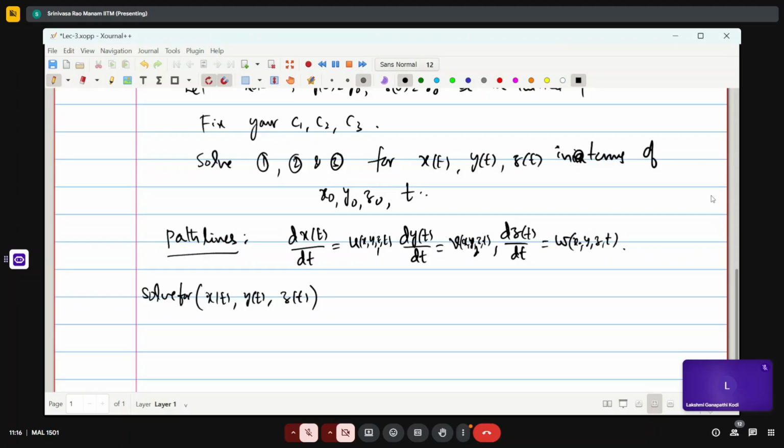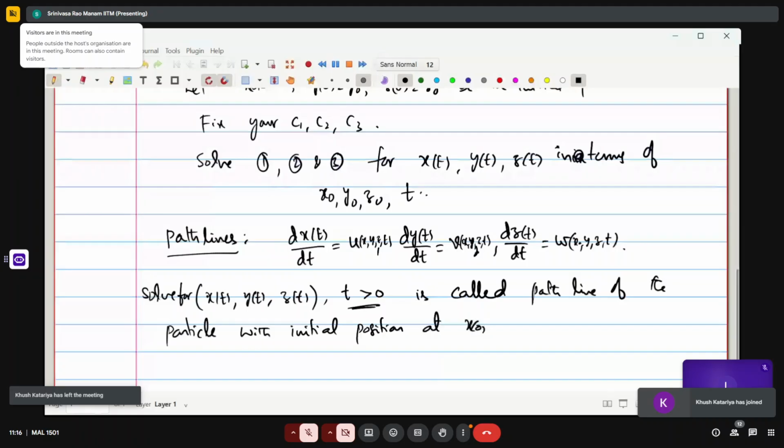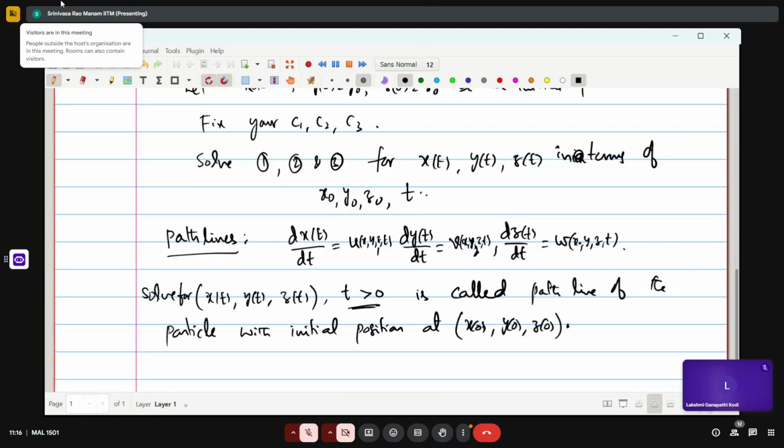So basically, whatever you are solving just now in the Lagrangian system is x, y, z, that is your path line, for t greater than 0. So it's called the path line of the particle with initial position x at 0, y at 0, z at 0.